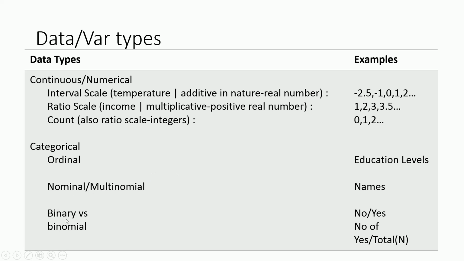The next one is the binary, and the important concept to understand is binary versus binomial. So binary type is basically a yes or no kind of data, as we can see in the examples. So either it's a yes or it's a no. Either someone is male or female.